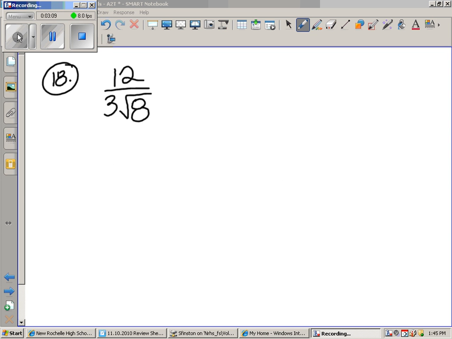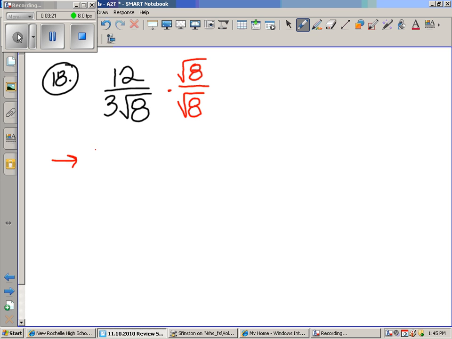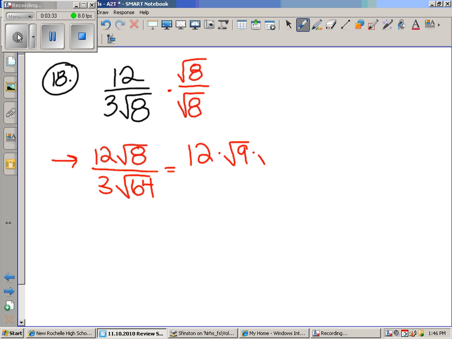Okay, problem number 18, simplification of fractions. Somehow we got to get this radical 8 out of the denominator, and we do that by multiplying top and bottom by it. So there we go. So now we get 12 square root 8 over 3 square root 64, which is the same thing. Sorry, let's keep going by simplifying. That's 12 times square root 9 square root 2 over 3 times the square root of 64.